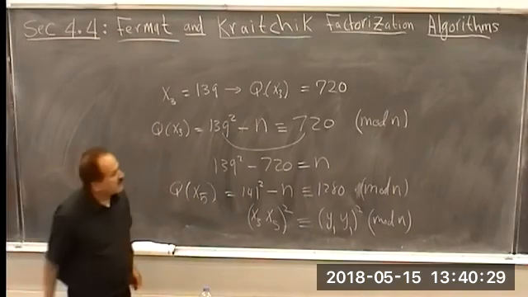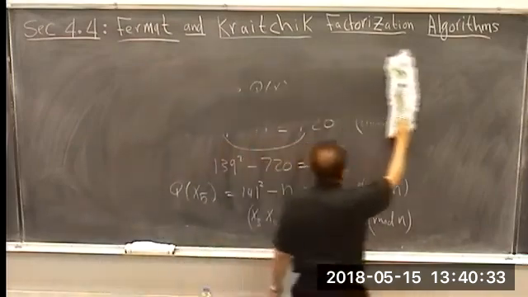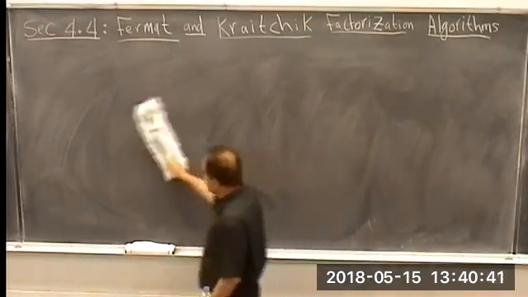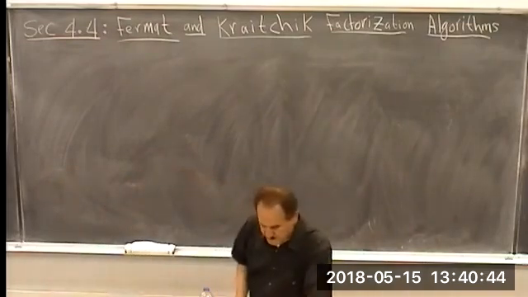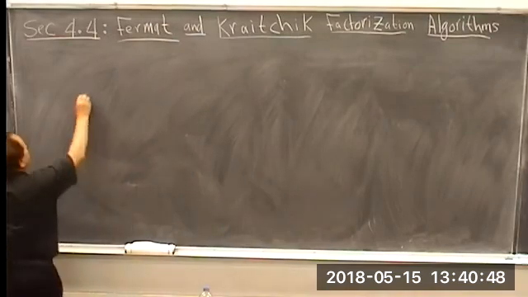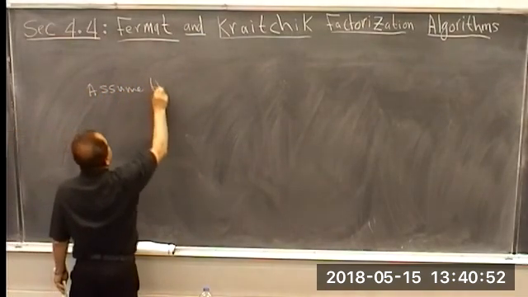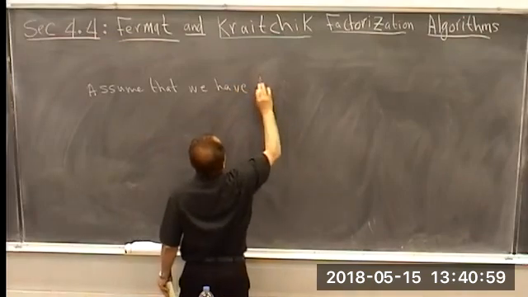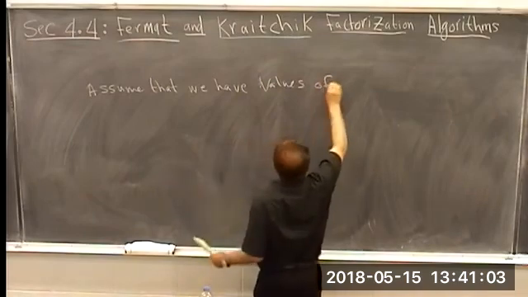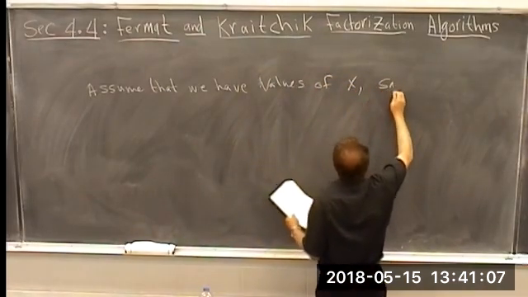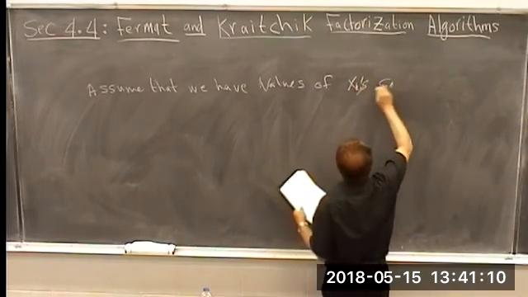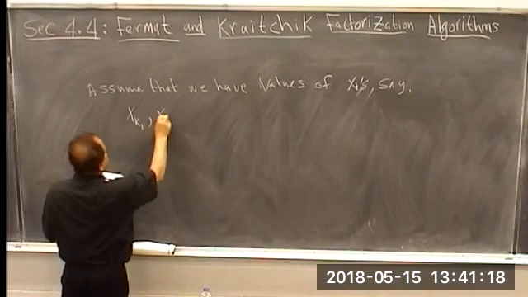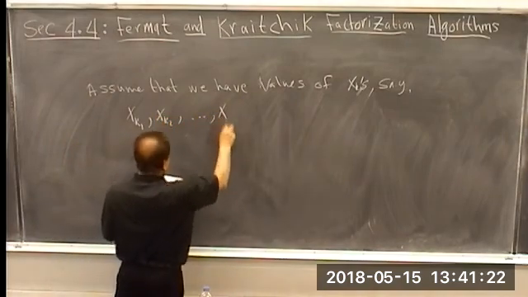Now, once we have this, let me make the justification in general. Okay, so let's assume we have the following. Assume that we have values of x, say x k, let me go there. Let's say all of them are x k sub 1, x k sub 2, and so on to x k sub n.